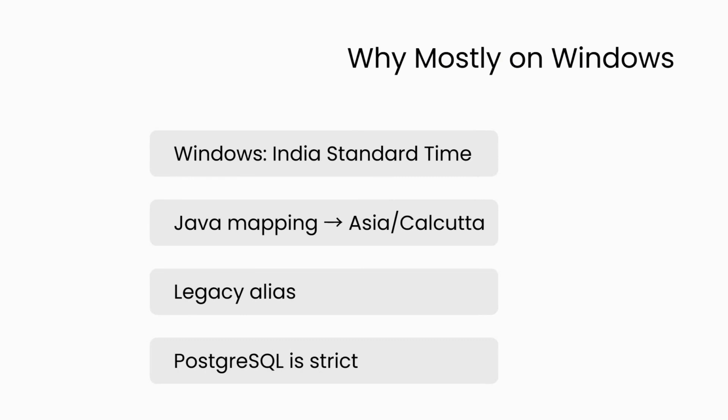This issue appears most often on Windows. Windows reports the time zone as India Standard Time, and Java maps that to the legacy alias Asia Calcutta. Java keeps this alias for backward compatibility. PostgreSQL, on the other hand, only accepts valid IANA time zone names.